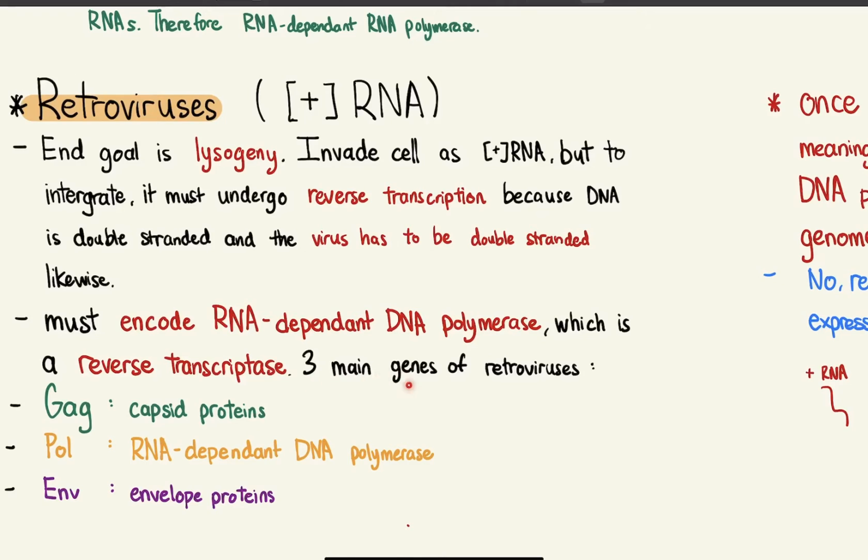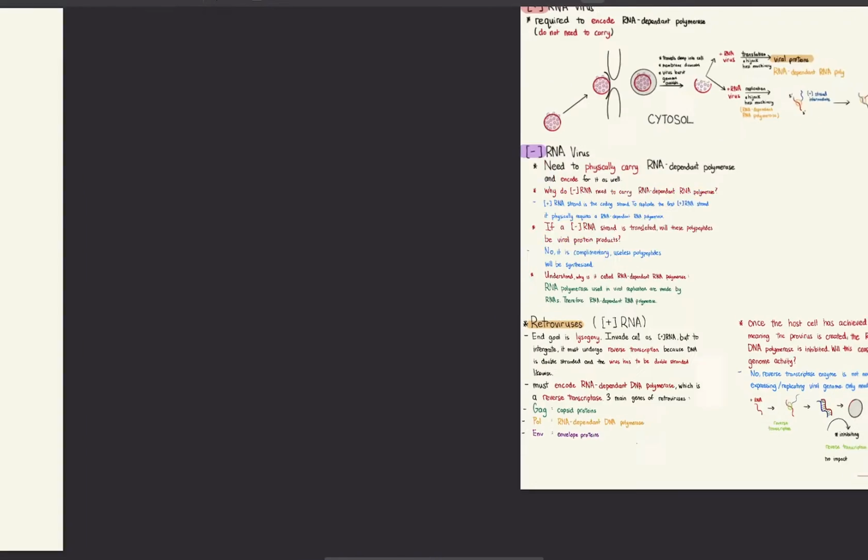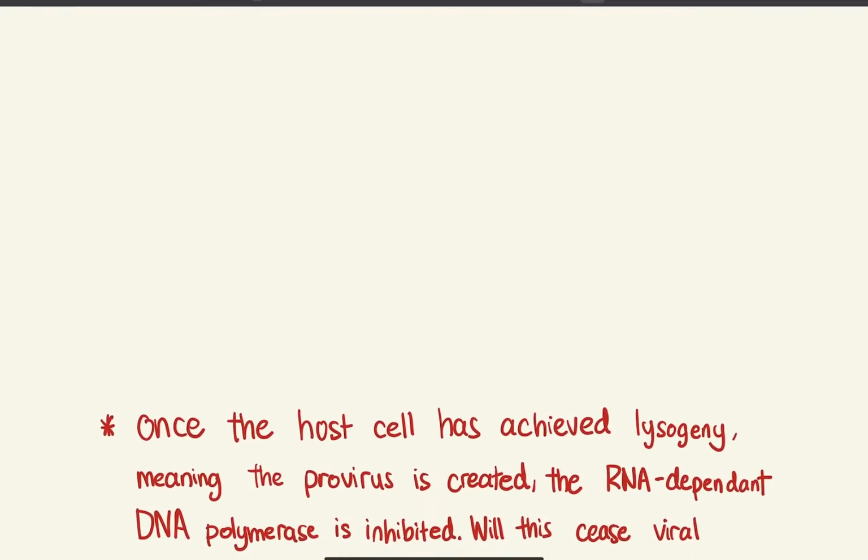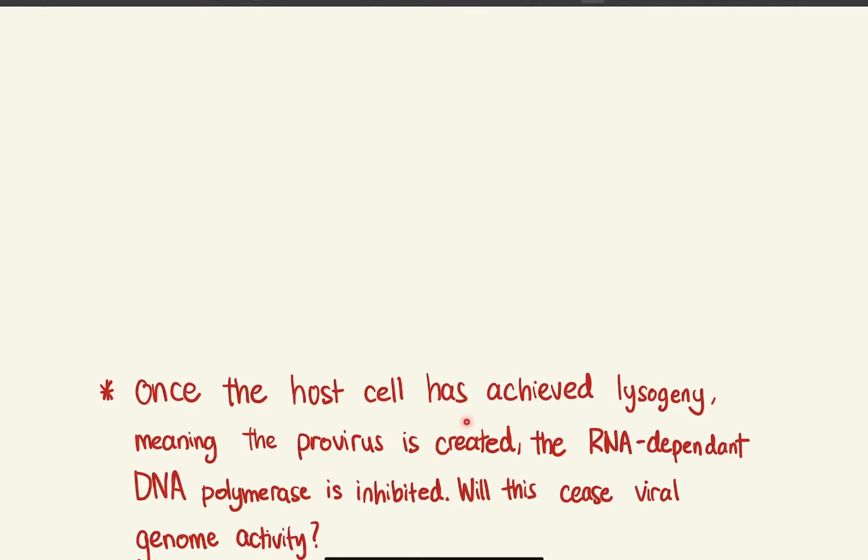There are three main genes of the retrovirus. The first is GAG, then POL, then ENV. The GAG is responsible for the capsid protein, the POL for the RNA-dependent DNA polymerase, and the ENV for the envelope proteins. And this is obviously reflected by the names, which are pretty nice and easy to memorize.